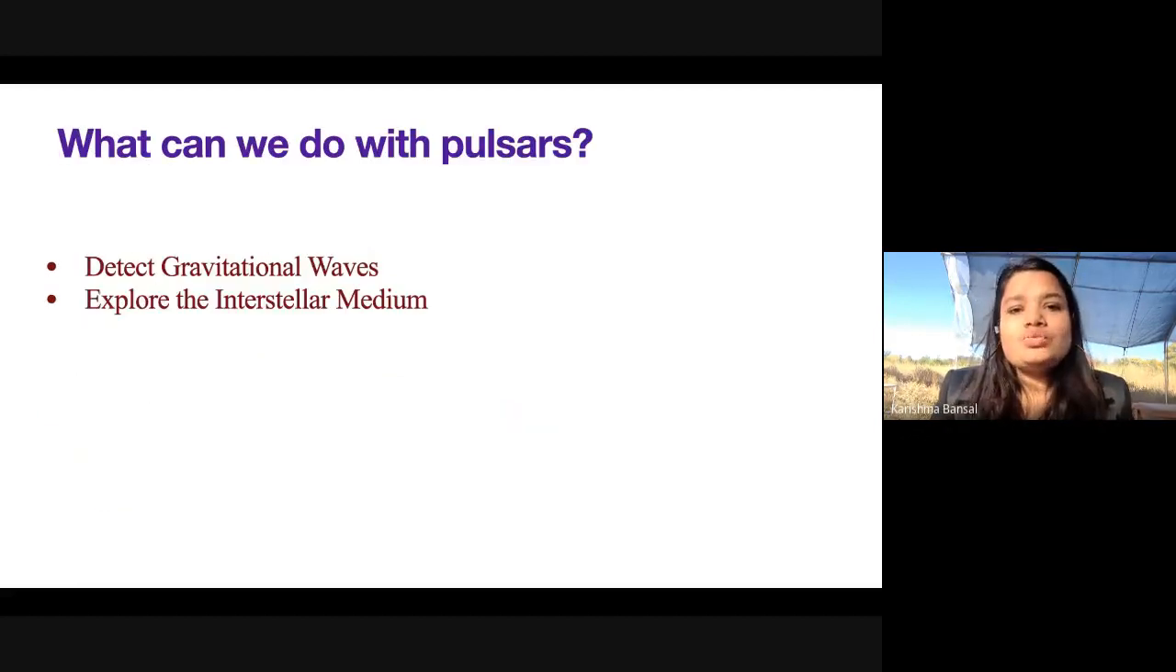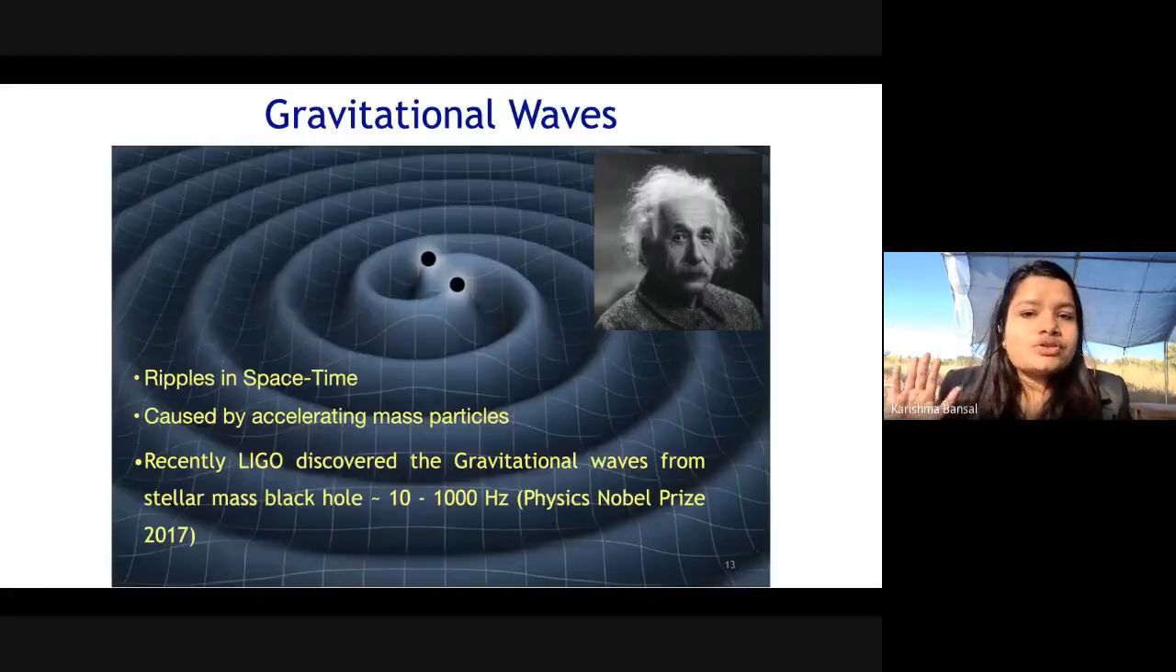So what can we do with these pulsars? Pulsars, as I said, have a very, very precise clock. You can use that very precise period of the pulsar to study various aspects. One thing it's being used for is gravitational waves. Another aspect it's being used for is to explore the interstellar medium. Gravitational waves, I'm going to talk a little bit about.